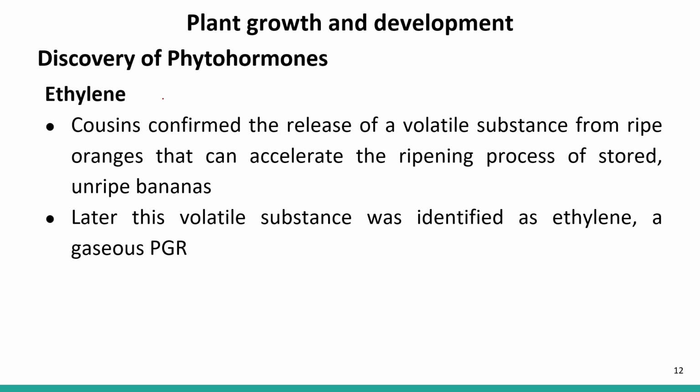Now the next hormone is ethylene. Cousins confirmed the release of a volatile substance from ripe oranges that accelerates the ripening process of stored unripe bananas. This means the substance was able to ripen the bananas. Later this volatile substance was identified as ethylene, a gaseous plant growth regulator.